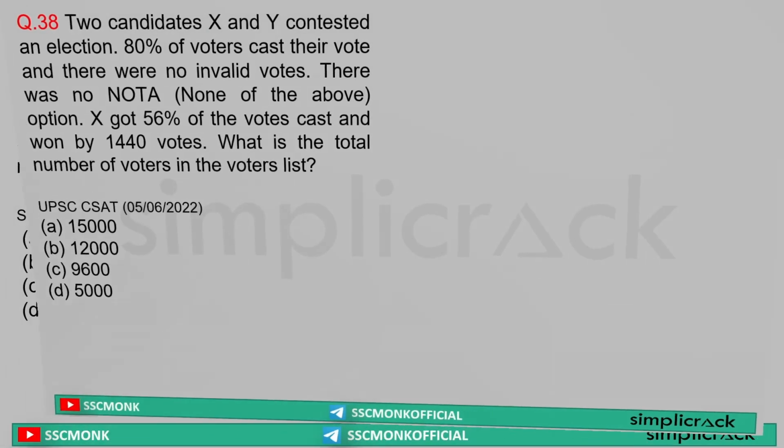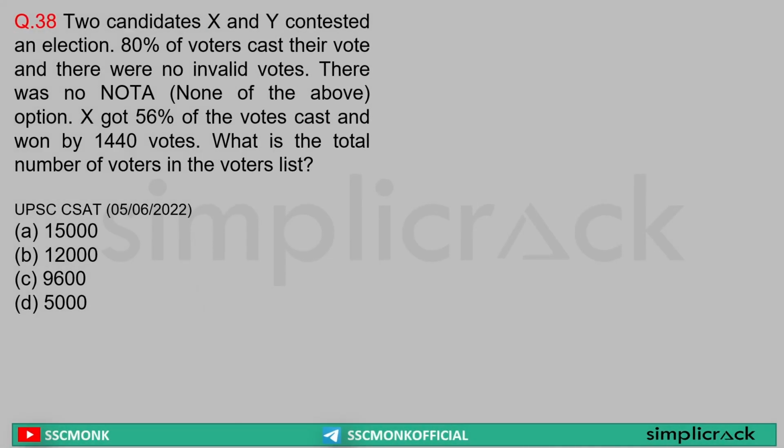Next. Two candidates X and Y contested in an election. 80% of the voters cast their vote and there were no invalid votes. That means let's say a total population of 1000 was there. Okay. So 20% did not cast the vote because it is talking about 80% casting the vote. So the total number of voted persons is what? 80%. Okay. Now out of this 80%, X got 56% of the total vote.